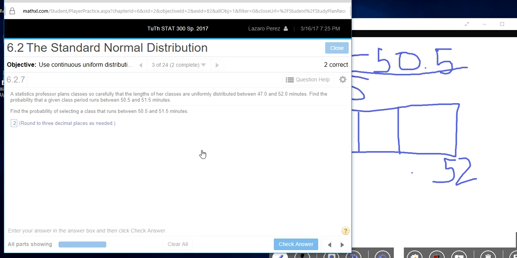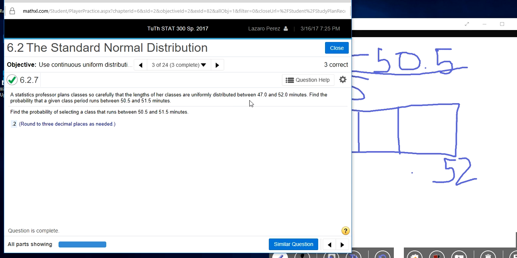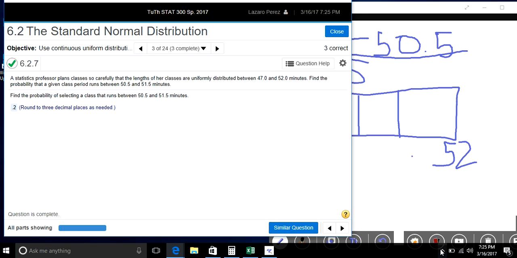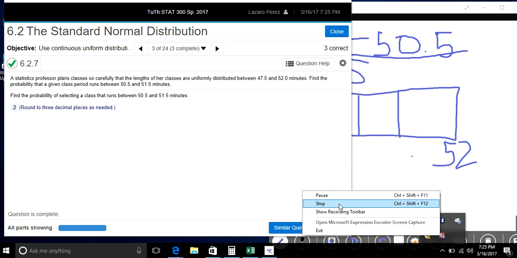All right, so that's the 3 questions for uniformly distributed distributions. So I hope that helped right there. All right, and let me know.